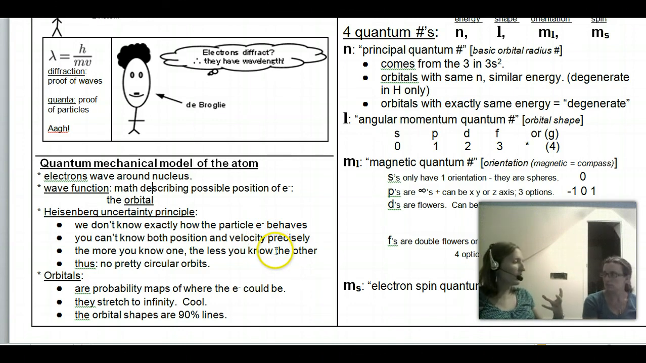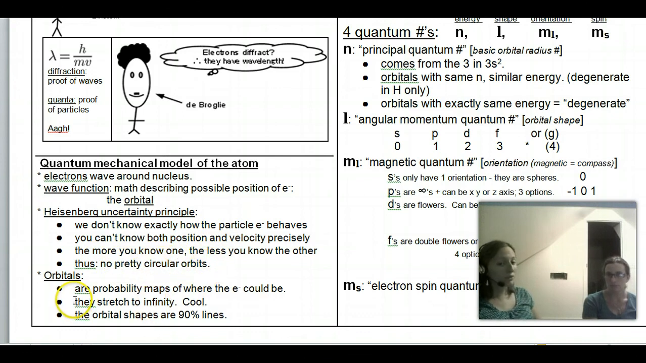So you don't end up with a really clear answer to what that electron is doing right now. You can't really answer that question, but what you can do is say, in general, this is the sort of thing that these electrons do. They kind of stay in this shape area. And that is what an orbital is. You don't have the pretty circular orbits like Bohr said.